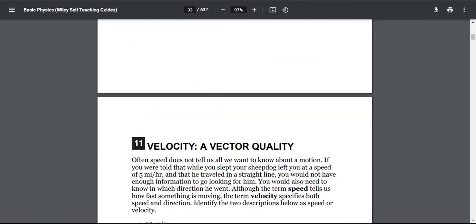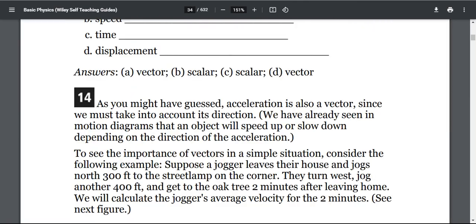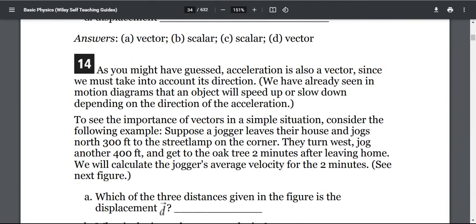Now let's see this example. Suppose a fit jogger leaves their house and jogs north 300 feet to the street lamp on the corner. They turn west, jog another 400 feet, and get to the oak tree 2 minutes after leaving home. We will calculate the jogger's average velocity for the 2 minutes.